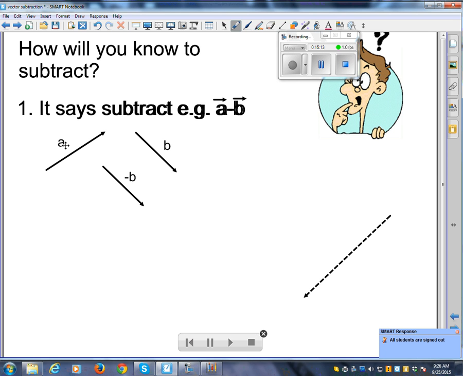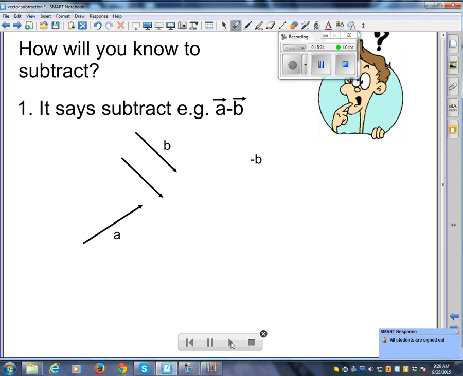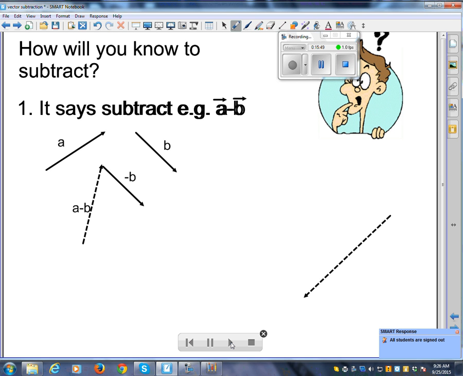Okay, so I got A, I got B. A. That's not minus B, is it? I'll have to flip it instead. Flip it. Flip it now. Very disappointing in myself. That's not minus B, is it?